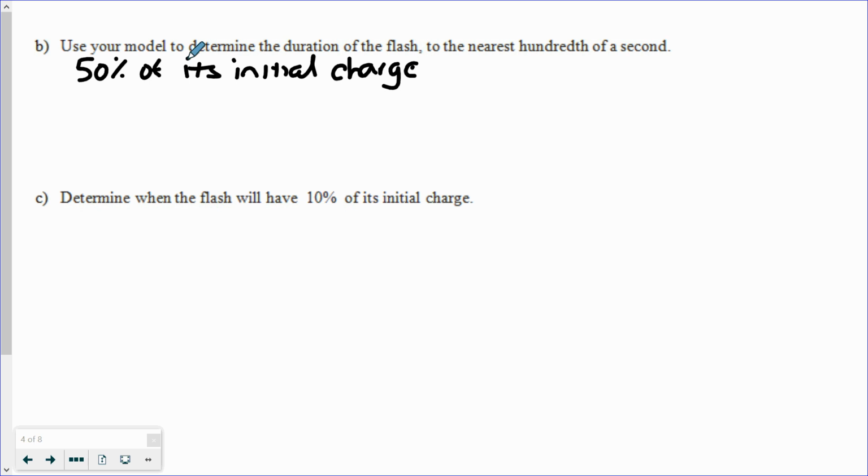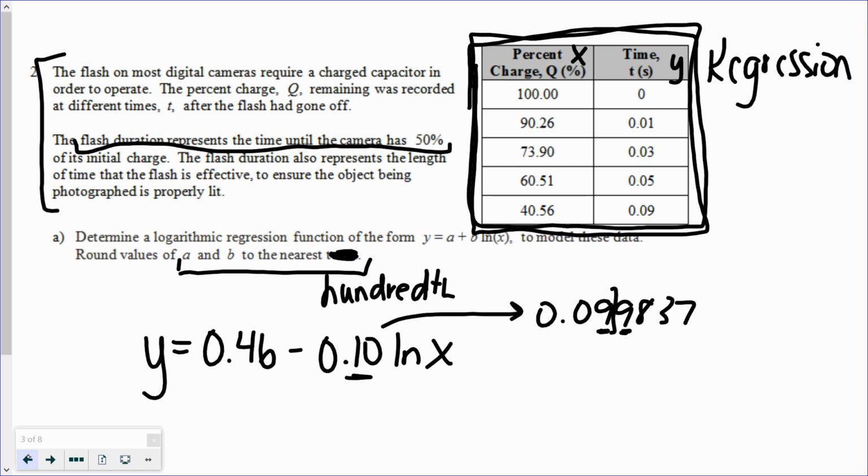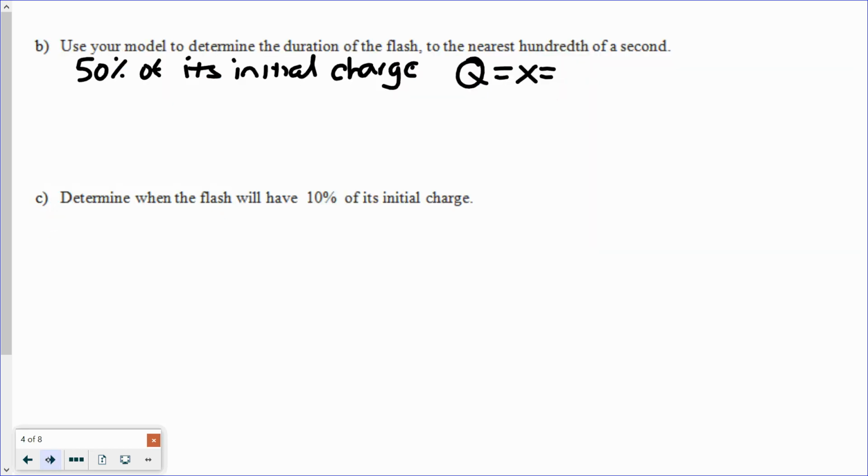So 50% of its initial charge. Again, what we're looking at now is Q, which is equal to X. So I'm saying Q based on this chart here. Q is equal to 50%. You see it's going to be somewhere in between these two values, between 0.05 and 0.09, because it's between 60 and 40. It's not going to be exactly halfway or anything convenient like that.